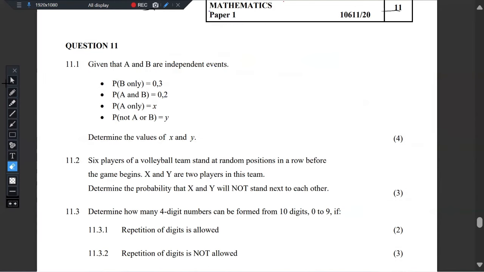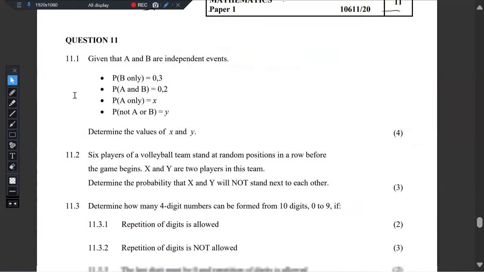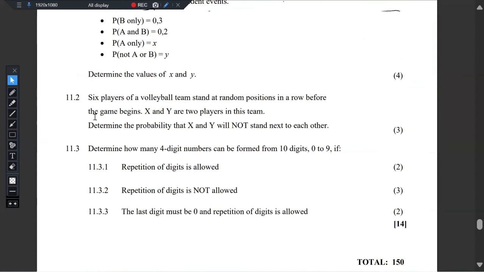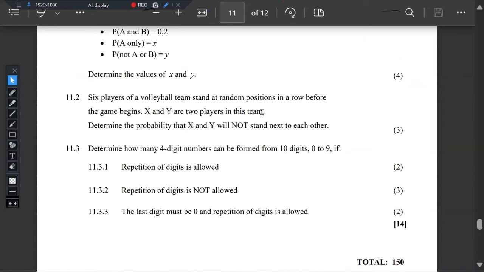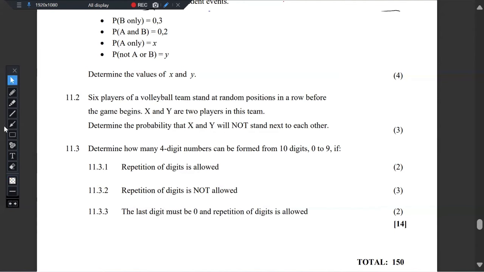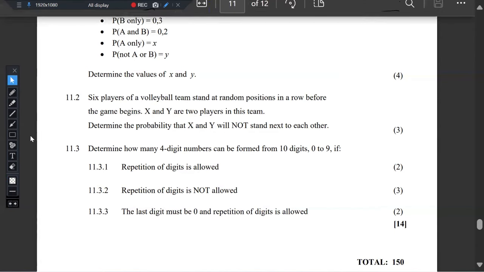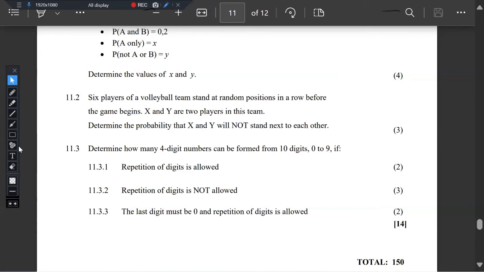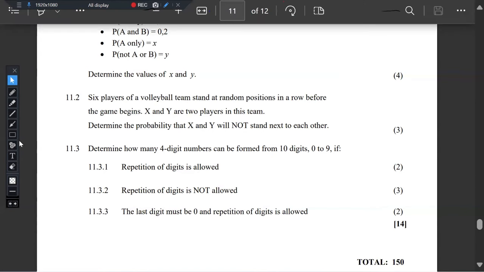Then, okay, 11.2. It says the 6 players of a volleyball team stand at random positions in a row before the game begins. X and Y are 2 players in this team. Determine the probability that X and Y will not stand next to each other. Also this question, I've done it before. If you are interested in finding out more about it, I will also drop the link in the description of the video so that you can go check it out.